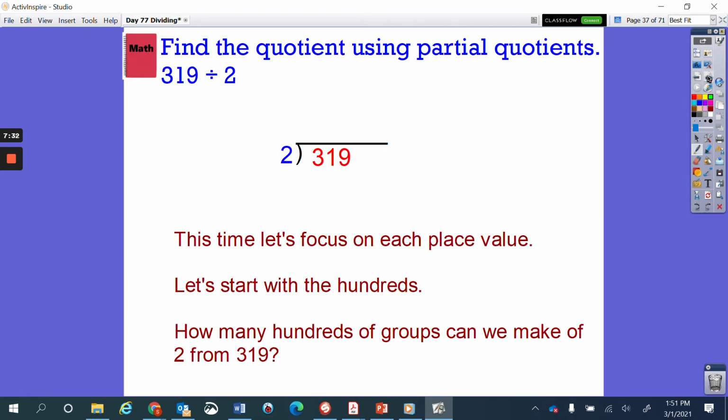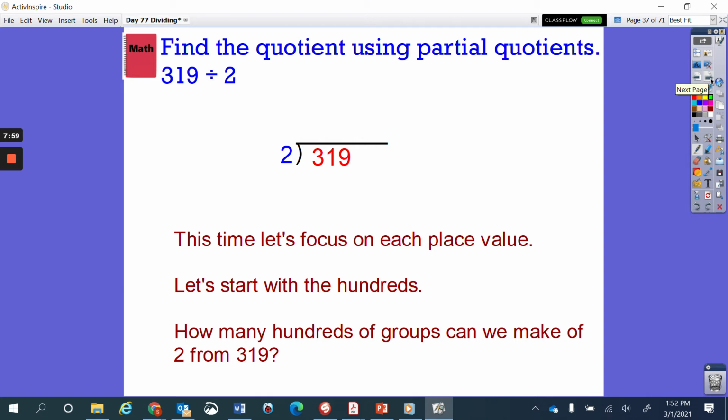Okay, find the quotient using partial quotients. 319 divided by 2. This time, let's focus on each place value. Let's start with the hundreds place. How many hundreds of groups can we make of 2 from 319? Let's see, 100 groups of 2 would be 200. 200 groups of 2 would be 400.